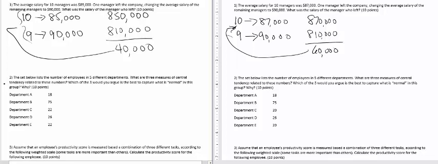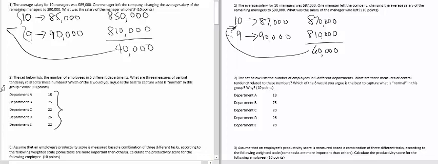Question number 2. The set below lists the number of employees in 5 different departments. What are 3 measures of central tendency related to these numbers? I'm not asking you for generic measures of central tendency. Well, they're mean, median, and mode. I'm asking you for the 3 measures of central tendency that are related to these numbers right here. So what are they?